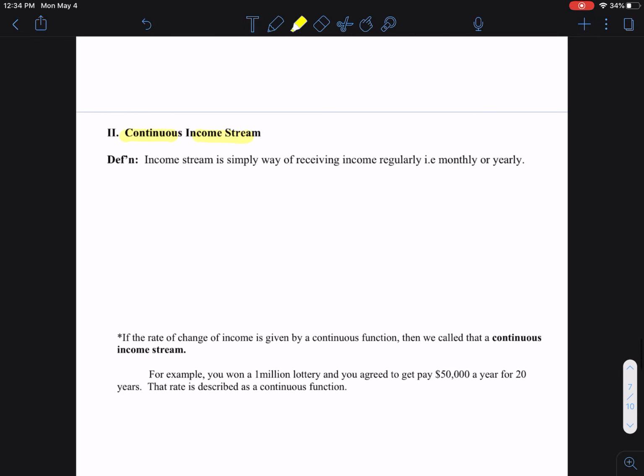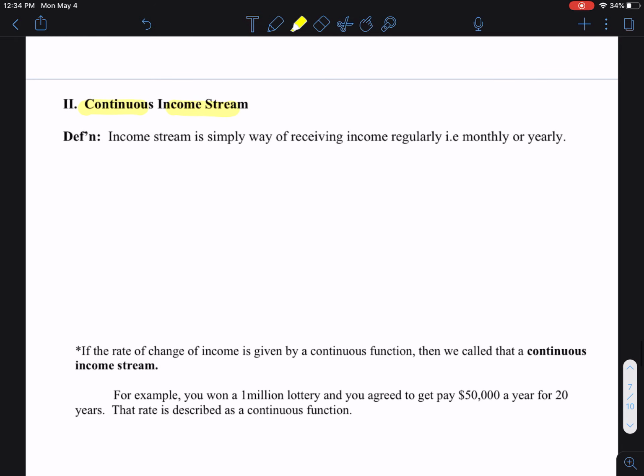So before we get to the math part, we have this definition here. Income stream is just simply a way of receiving income regularly, monthly or yearly. So an example of this would be your job. You can have a job that earns you $3,000 a month. So that will be a source of income. We call that an income stream.